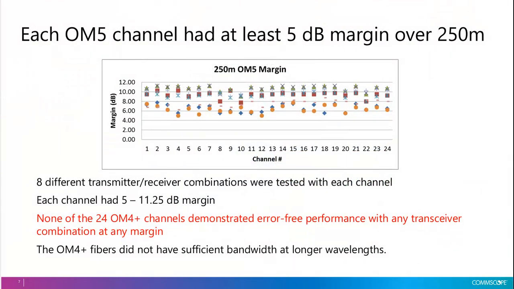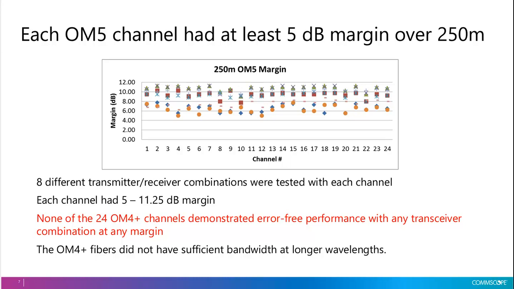So here are the results for the 24 OM5 channels we constructed. Again, each channel is 250 meters long, and we have the margin. We have different symbols on this chart, corresponding to the 8 different transmitter-receiver combinations that we tested with each channel. We had a number of these 100G SWDM4 transceivers, and we tested them with each fiber. As you can see, there's variation in the margin channel to channel and transceiver to transceiver, and that's expected.